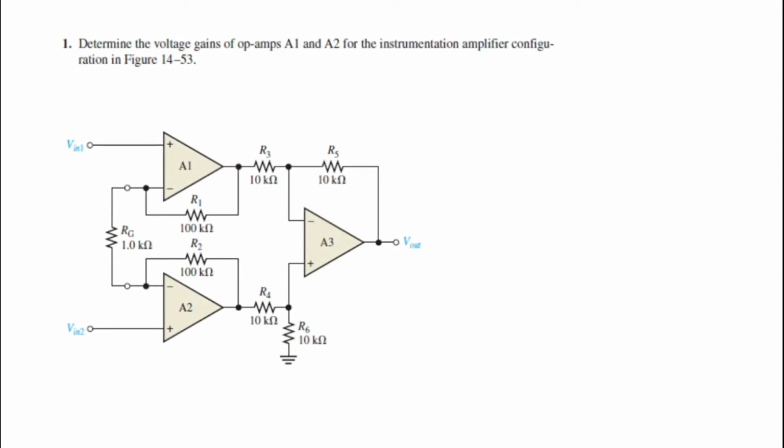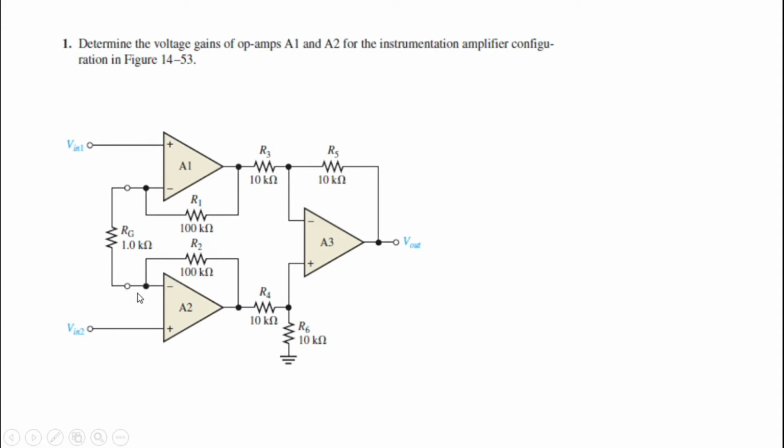Question number one is to determine the voltage gains of op-amps A1 and A2 for the instrumentation amplifier configuration in figure 1453. So basically we are talking about this particular figure. We need to find the gains for op-amp A1, this particular circuit, and op-amp A2.